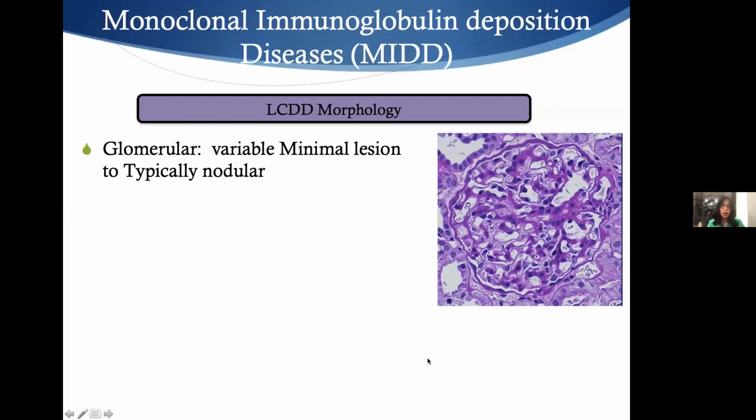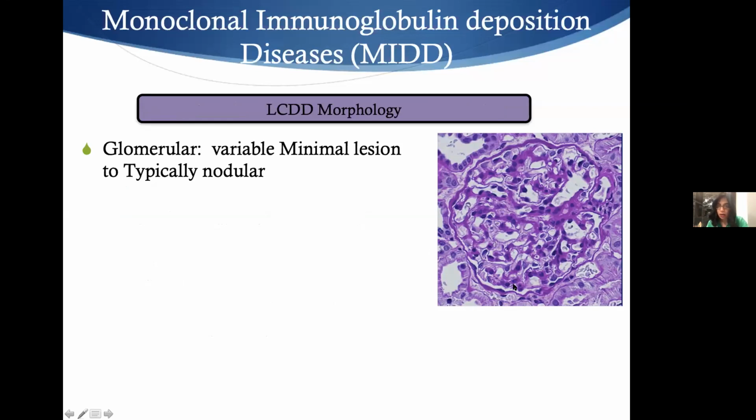Light chain disease causes changes in the whole kidney: glomeruli, tubules, and blood vessels. In the glomeruli, you get variable minimal lesions, as you can see here. A pretty innocent glomerulus, really very difficult to doubt.